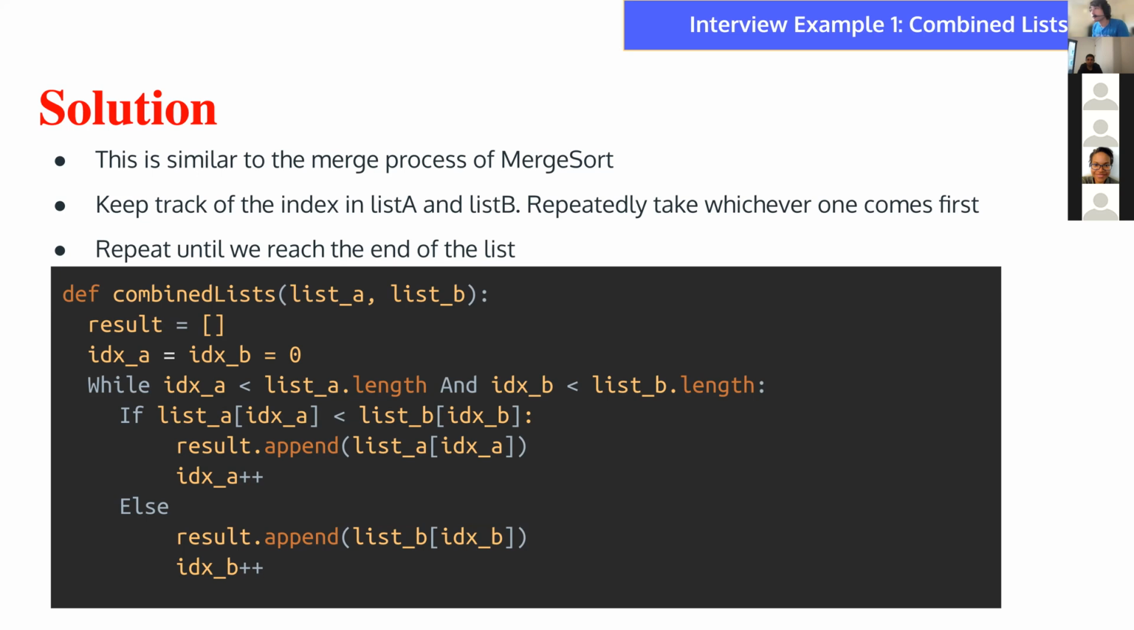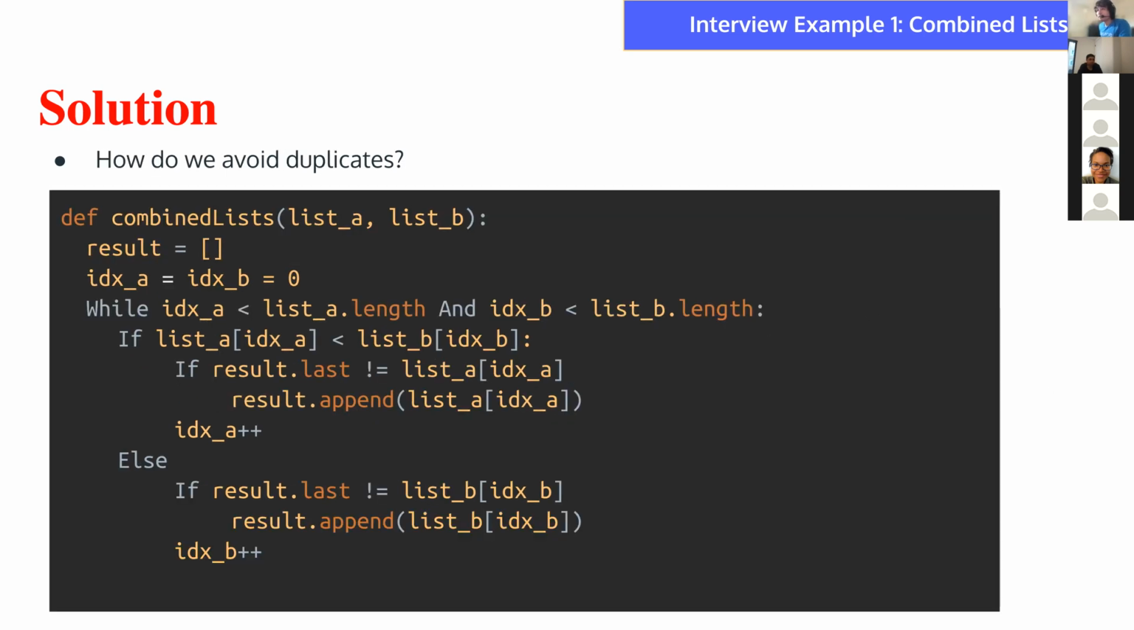So let's go ahead and go, I think, 2 slides forward, and we'll see this. So now we added this check. If result.last is not equal to the element that we're about to add, then we go ahead and add it. If it is equal, then we're not going to add it to our result. We're basically just going to skip it, but we're still going to increment our index. That way we can make sure we've skipped over it and we won't be adding it to our results array.